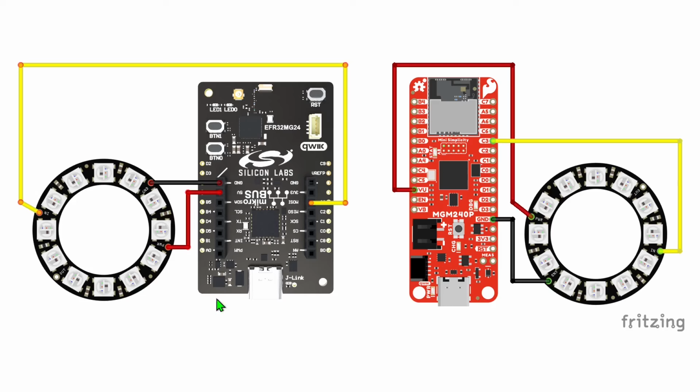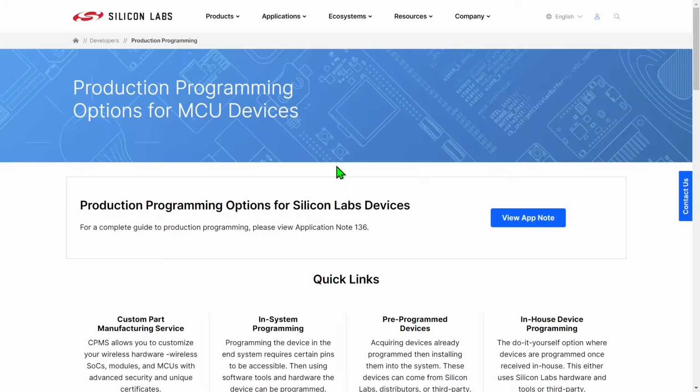If you're using the XG24 Explorer kit, you can connect to sockets on the mikroBUS connector. The 5-volt socket can be used for power. The MOSI socket should be hooked up to the input on the ring, and there is also a ground socket to complete the wiring.